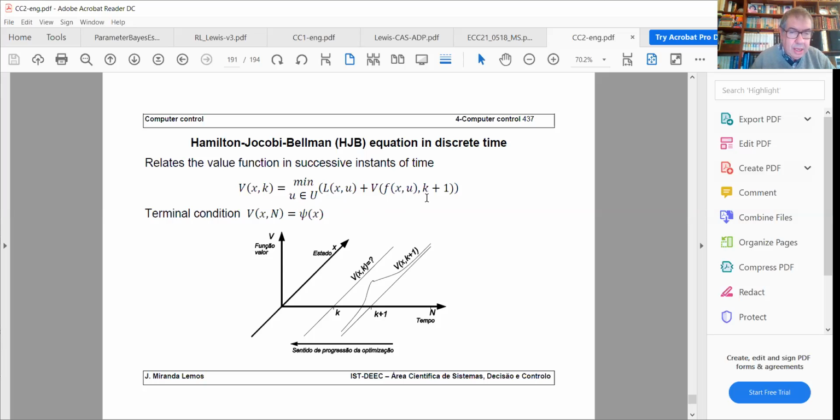Now, this equation does not look very complicated, but in practice there are only a few situations in which you can solve it. One of the situations is the linear quadratic problem. So let's apply these ideas to the situation in which f is a linear function of x and u, and L is a quadratic function of x and u.